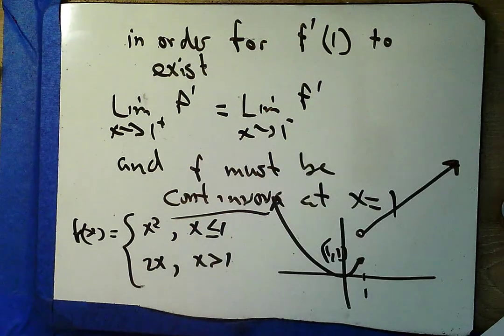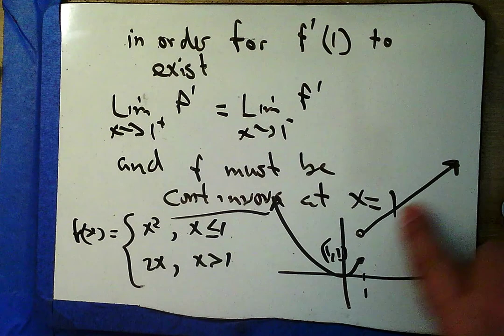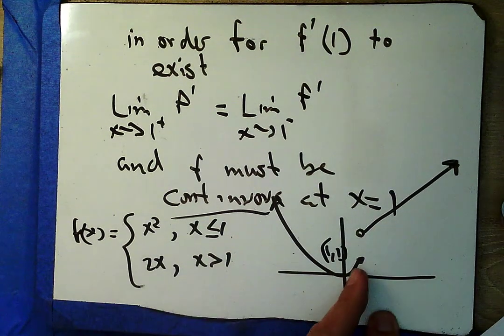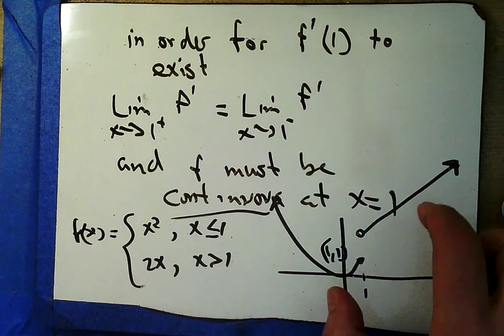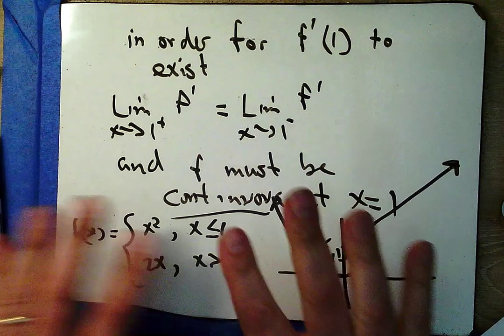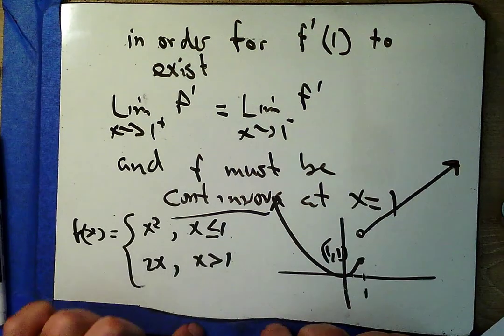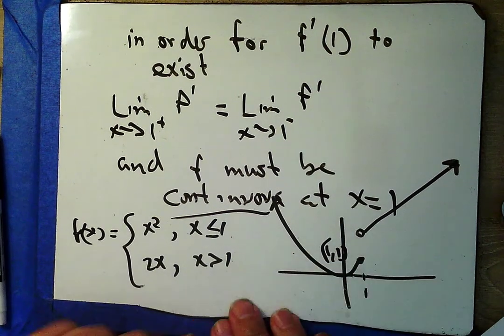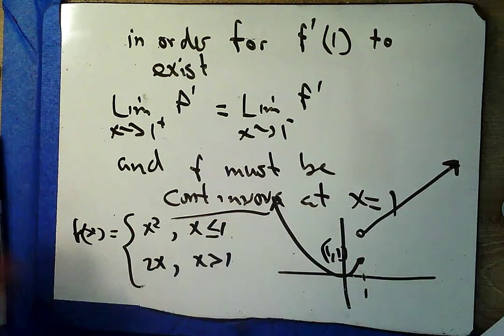So here's the interesting thing. While the slope from this side is 2, and the slope as we approach 1 from the left side is 2, even though the limit of the slopes is the same, I can't find the derivative at 1 because this function isn't continuous. Now, I don't think you see anything like this on this test, but it is on the next test. This stuff for sure shows up on the Chapter 3 test.